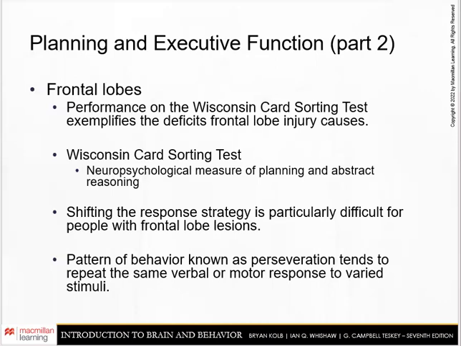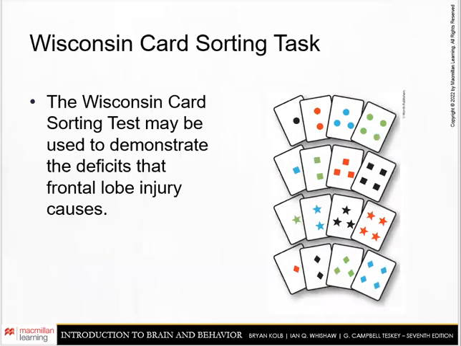And so that's some of what gets pulled out in something like the Wisconsin card sorting test, where it requires some planning and abstract reasoning and the ability to shift based on incoming information. And it can just be really helpful to demonstrate the deficits that frontal lobe injury causes. It's one that I've used with patients a fair amount now in the hospital, and it's really interesting because for some people, they don't really have any difficulty there.